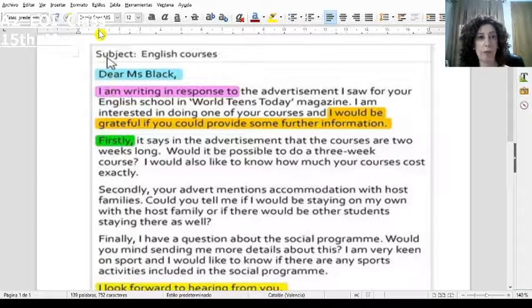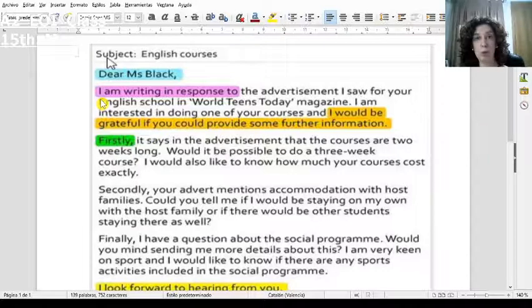Així m'he botat lo del from, el to, ¿vale? Directament m'he anat al subject. Subject, English courses. I want to ask for information about English courses. Then, dear Miss Black. Així sí que és el nom de la persona. Dear, més la persona, és una xica, Miss Black. Ho veieu? Comma. When I say comma, I have to start a new paragraph.